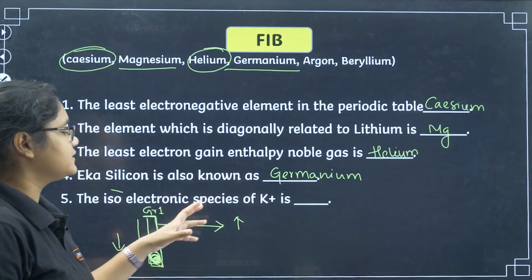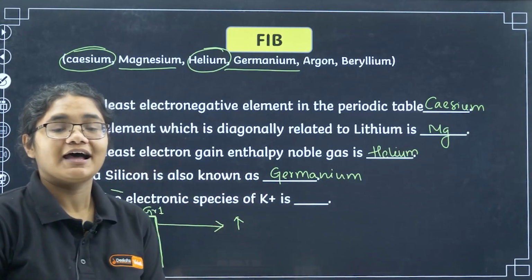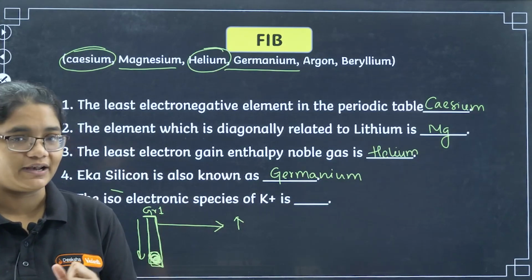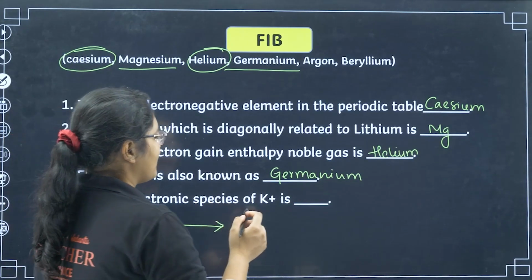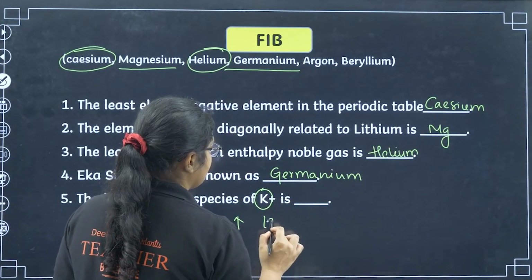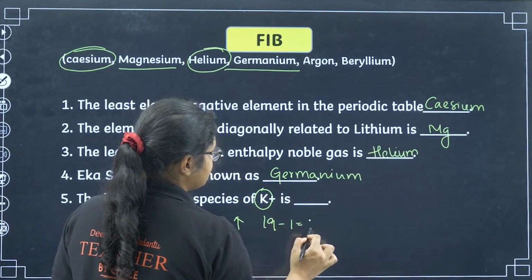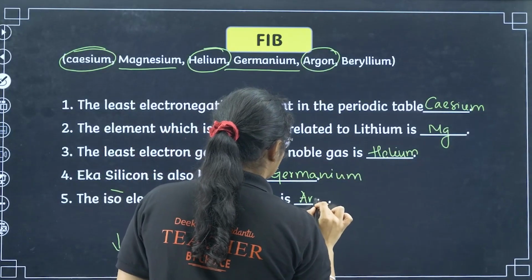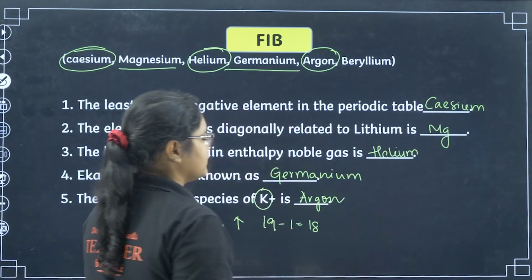Next, the isoelectronic species of K plus is... Isoelectronic species means species having the same number of electrons. So K is potassium, atomic number 19. K plus means one electron removed, so it has 18 electrons. Argon also has 18 electrons, so it is isoelectronic with argon.